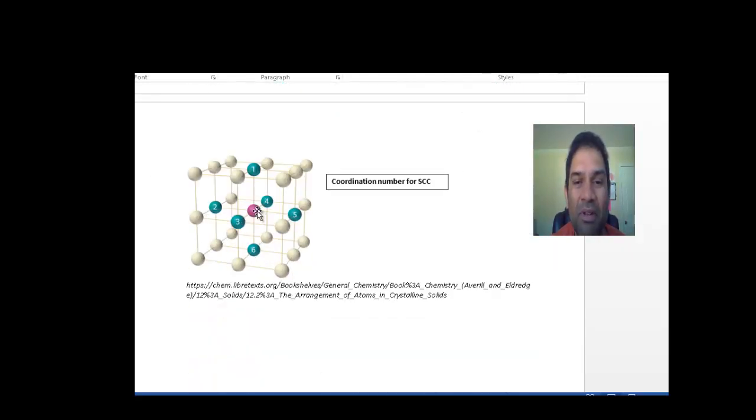So remember, in a simple cube, the lattice points, 1/8 of the atom is in the corners of the cube. So the atom here is in touch with 6 other atoms. So the coordination number for simple cubic is going to be 6.